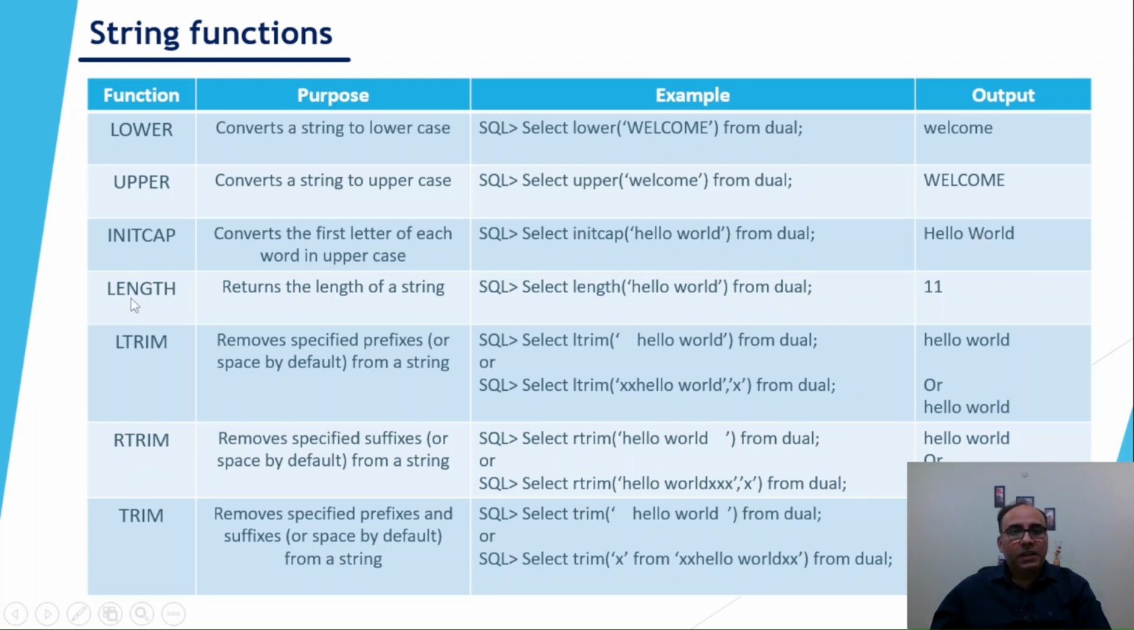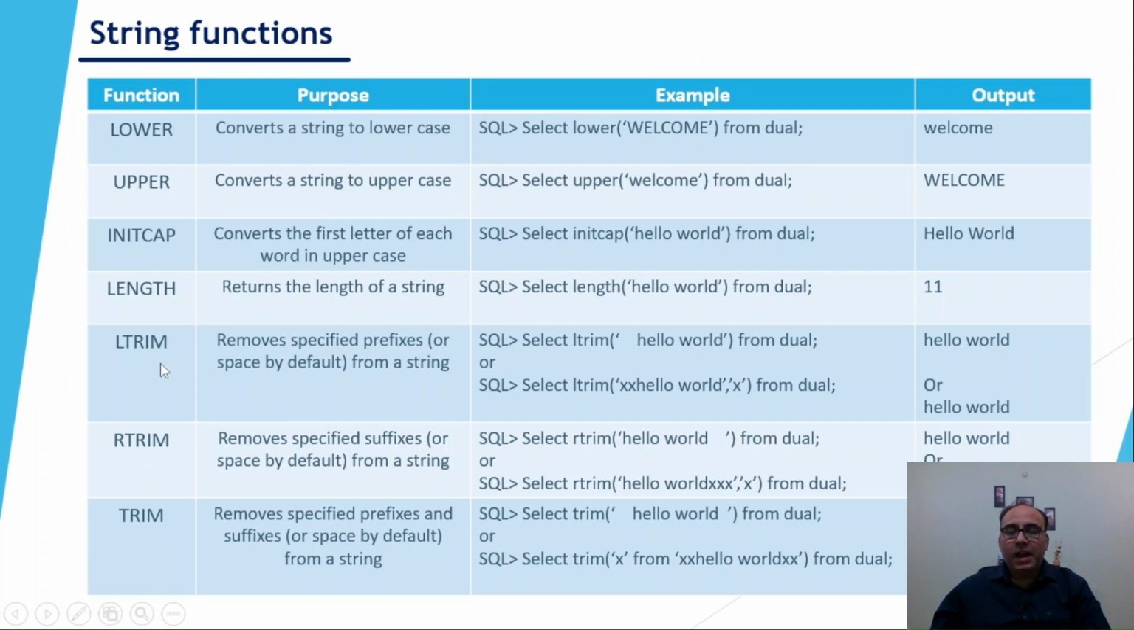Then we have LENGTH. This basically returns the length of a string. For example, select length('hello world') from dual. This will basically return the total length of the particular string. So in this case, this will return 11.